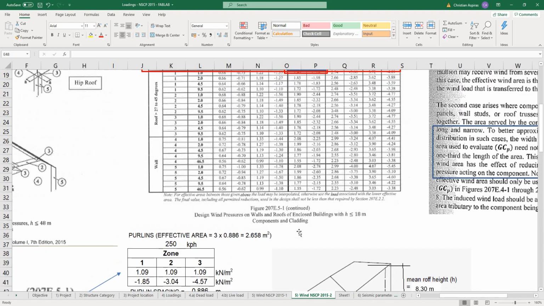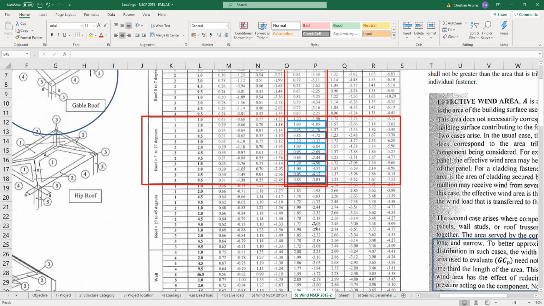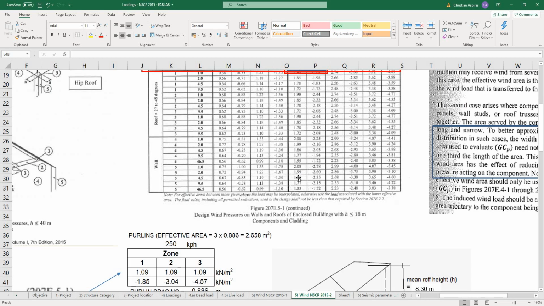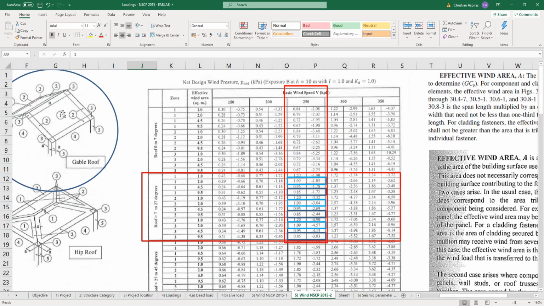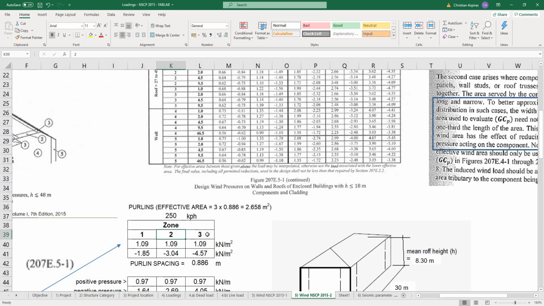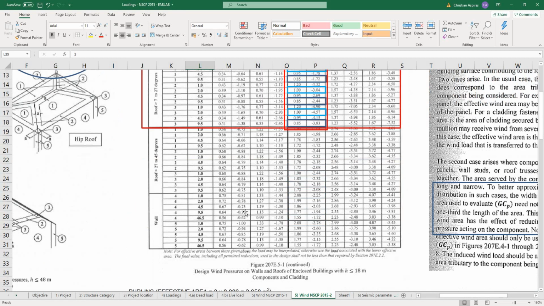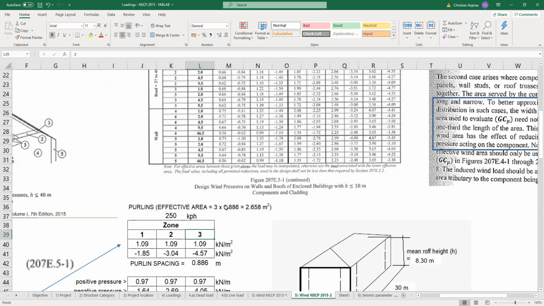this pnet 9 right here, design wind pressure on walls and roofs in enclosed buildings. So this is just a straightforward input right here. You get the zones, zone 1, zone 2, zone 3. Zone 1 is on the effective area in the middle of the roof. Zone 2 once again is for the edges, and zone 3 is on the corner. So for purlins, the effective area is around 2.658 square meters.